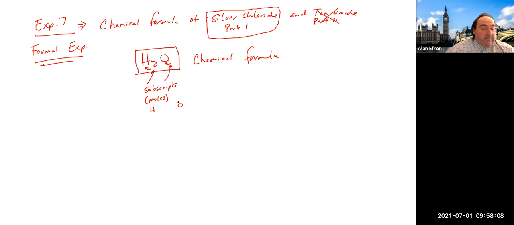So really the goal of this experiment is we're going to try to figure out what is the actual formula for silver chloride through an experimental process. Now, a couple of things when we talk about formulas: there are really two types of formulas. And like I said, it's where we left off in lecture, and we'll pick it up on Tuesday for sure. One is what is known as the empirical formula, and one is known as the molecular formula.